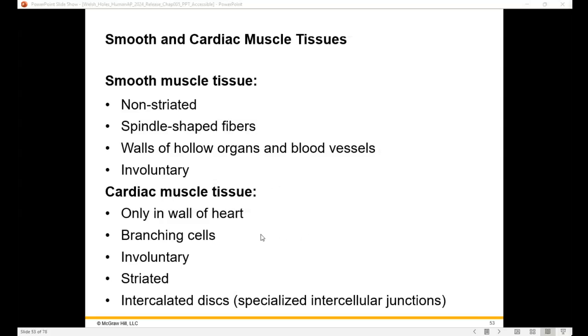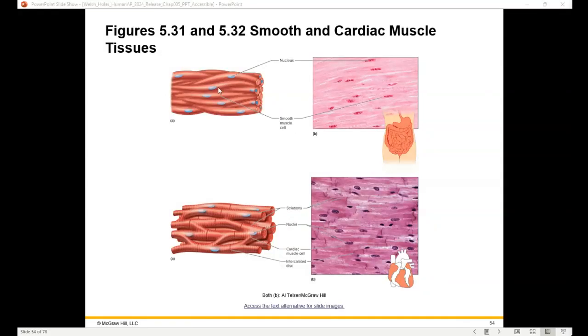And then you have cardiac muscle tissue. It's only in the wall of the heart. They are branching cells. They're involuntary. These are striated. And one way to tell the difference between these and skeletal muscle is that you have intercalated discs, which are intercellular junctions. At the top, you see the smooth muscle, and you see why we call it that.